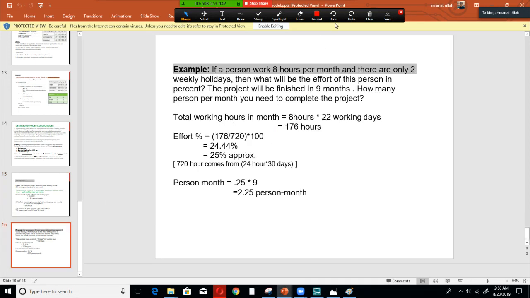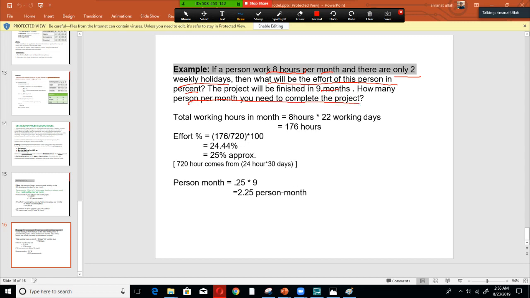Here is the maths, so let's look at it. If a person works 8 hours per day and there are only 2 weekly holidays, then what will be the effort given in percent? The project will be finished in 9 months. How many person-months do you need to complete the project?